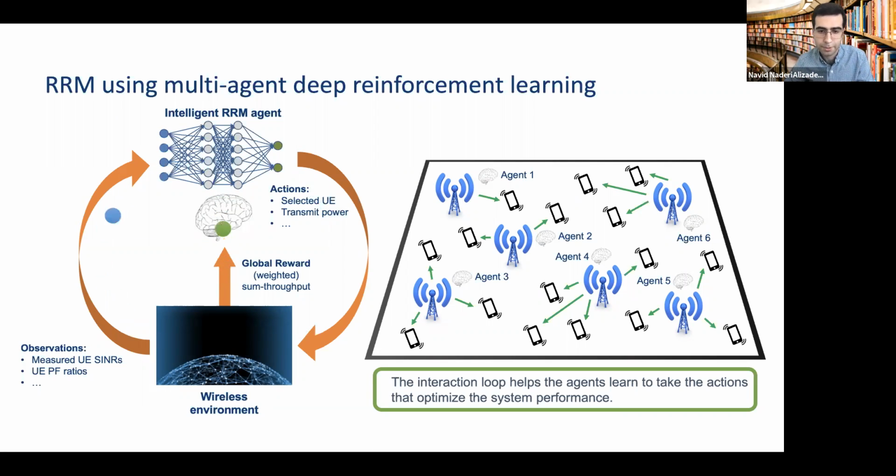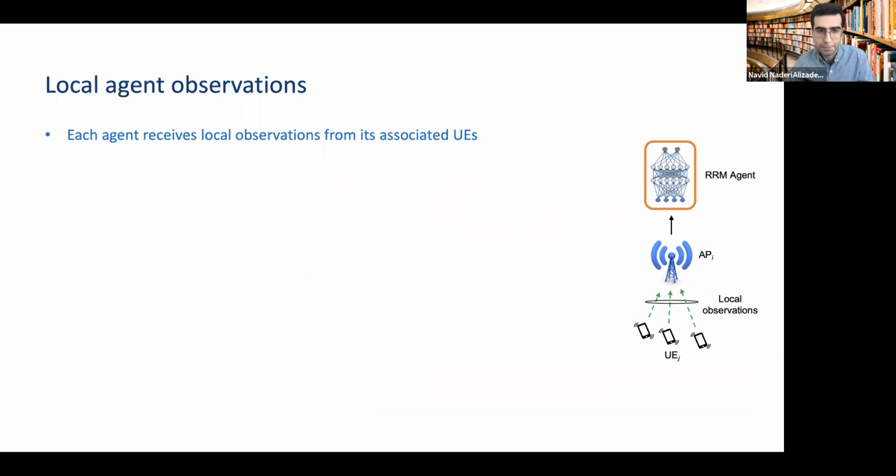Yeah, thanks. Okay. So we assume that each of the agents, or each of the APs, I just use them interchangeably because each AP has an agent for itself, is going to receive over time some local observations from its associated users. And we specifically rely on just 2 feedback reports from each UE to its serving AP.